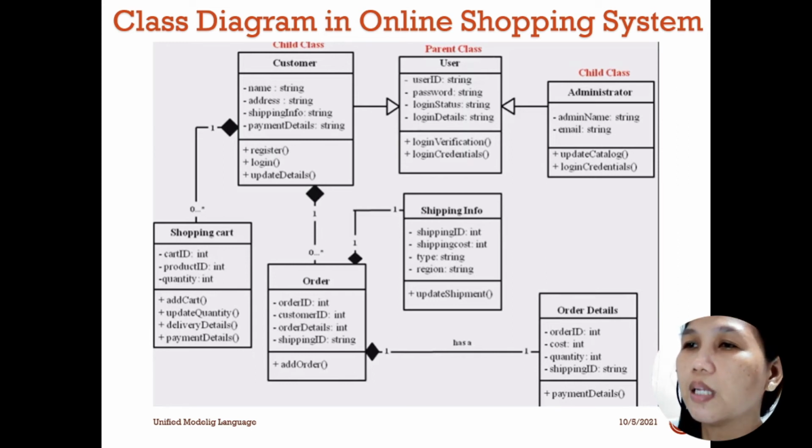Under the shipping info, we have the shipping ID, the shipping cost, the type, the region, and then its operation is update shipment. And then the order details, we have the order ID, which is an integer, meaning number, and then the cost, also an integer, the quantity, also an integer, and then the shipping ID, the string. And then its operation is the payment details.